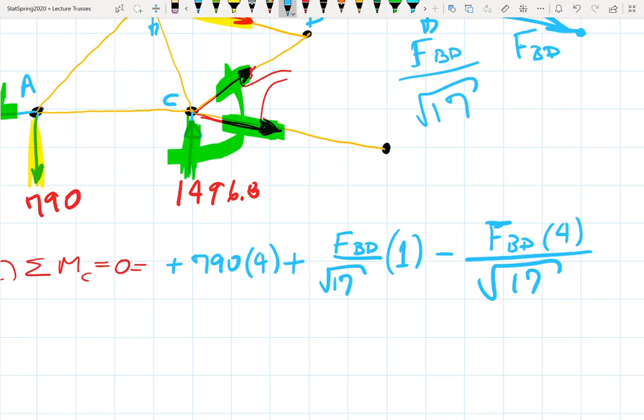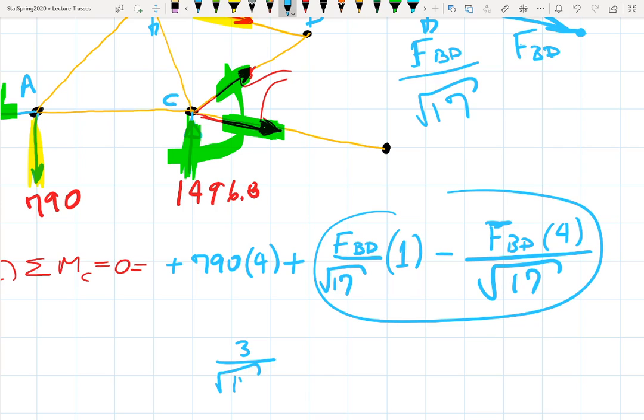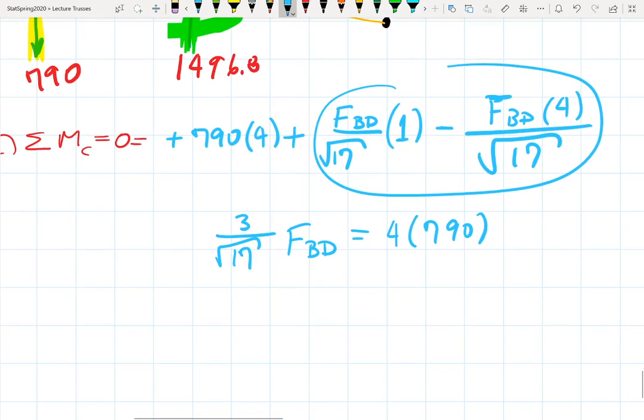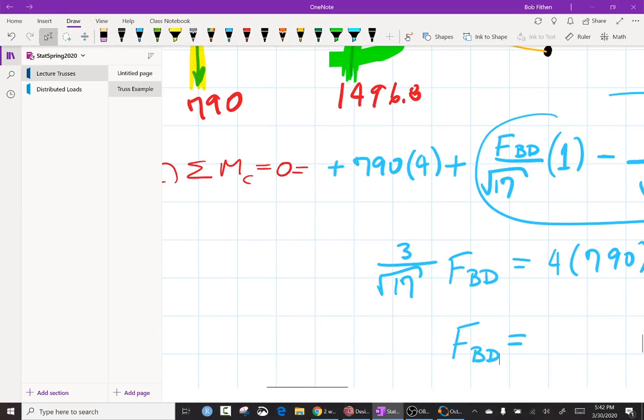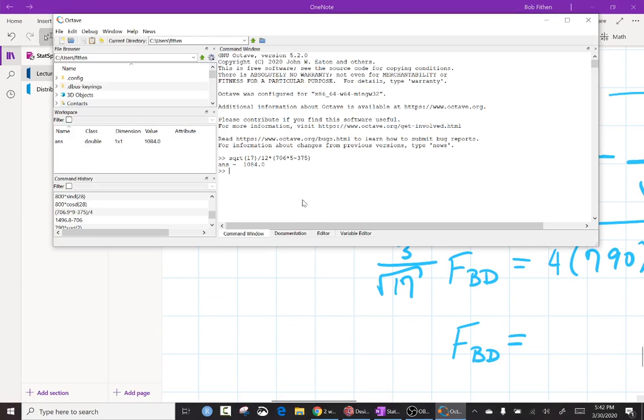So now what do I do? I can move these to the other side, and I'll get a 4 minus 1, or a 3 over square root of 17 FBD, equaling 4 times 790. And let's just see what I get here. FBD equals, watch it be something different. Okay, 4 times 790 times square root of 17 divided by 3. Oh, and it is very definitely different.